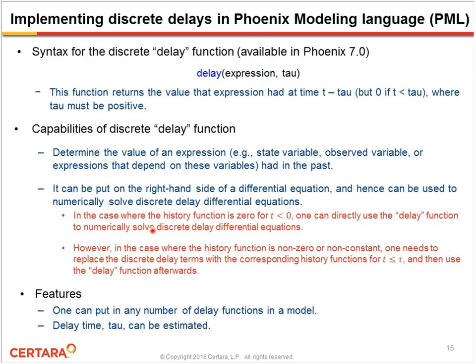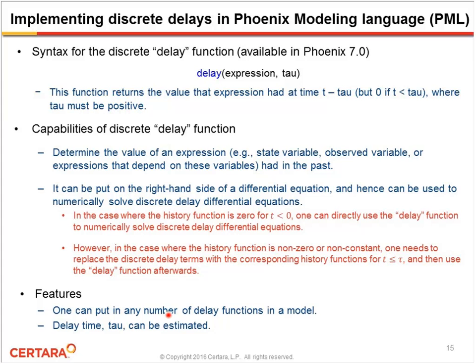Now, I just want to point out that in the case where the history function is 0, one can directly use the delay function to numerically solve the DDEs. However, in the case where the history function is non-zero or non-constant, you need to do some special treatment. Basically, you need to replace the discrete delay term with the corresponding history function for t less than or equal to tau, and then use the delay function afterwards.